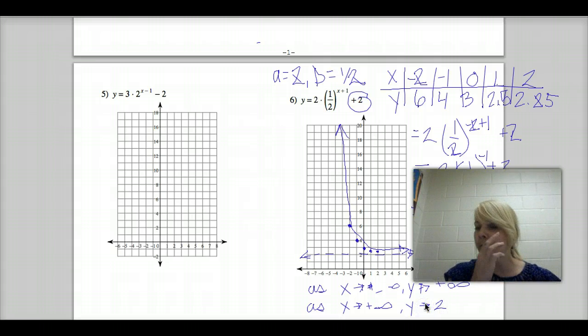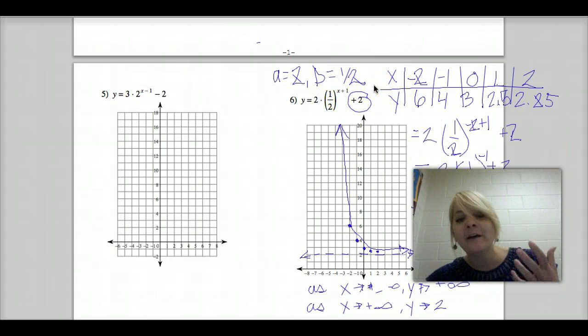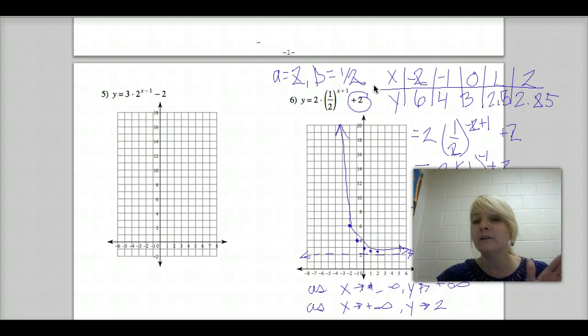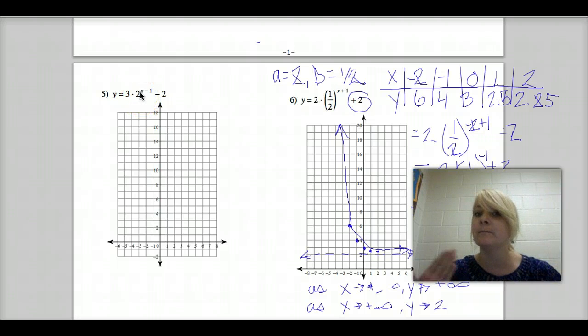All right, so tomorrow we'll be doing more practice with growth and decay functions. And once again, it's all based on that b value. If your b value is between 0 and 1, you have decay. And if your b value is greater than 1, we'll have growth. So on 5, we had a growth function, and that's the one you completed in class, because that b value is 2. It's greater than 1.